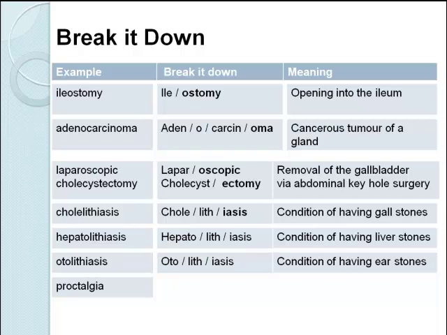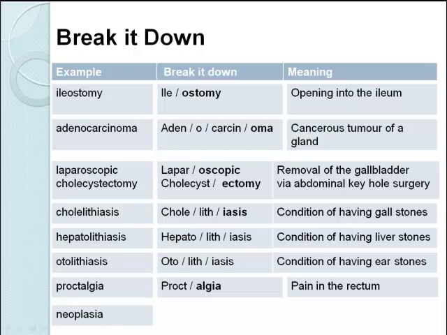Proctalgia. Oh, this is a funny word. Let's break it down. Proct, break, algia. Algia means pain, so proctalgia is a pain in the rectum. And lastly, neoplasia. Let's break it down. Neo is new, plasia is our formation or growth. So neoplasia or neoplasm would relate to new growth, new formation. Next we are going to remind ourselves of some of the prefixes, and then it will soon be quiz time.